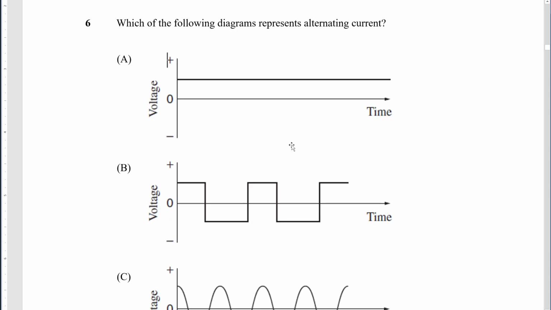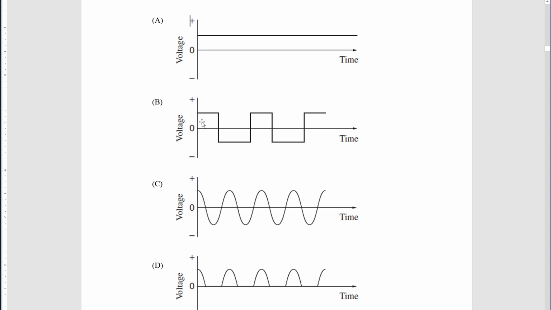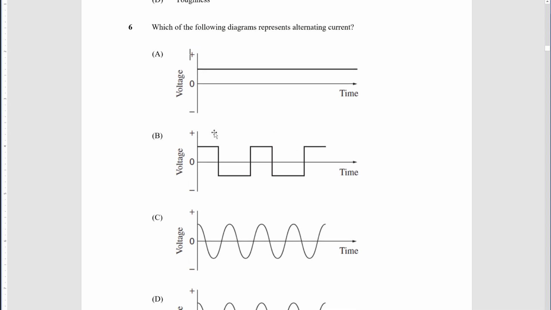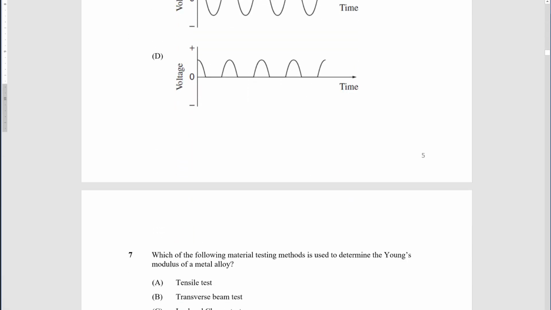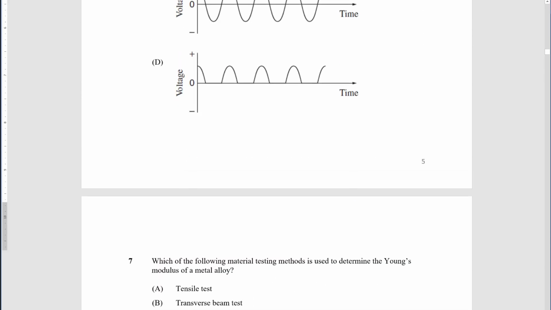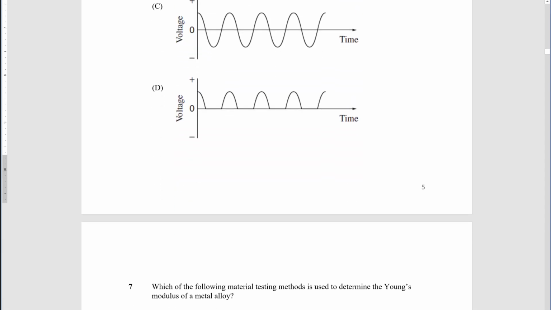Okay, which of the following diagrams shows alternating current? I guess you could argue that B is alternating current, but we expect alternating current to be a sine wave. If I was going to rewrite this question, I'd say which of the following diagrams best represents alternating current, and so that would be C. This is just straight DC, and this is a half wave rectified AC signal. This is AC that's been converted into DC, and that's done with a single diode.